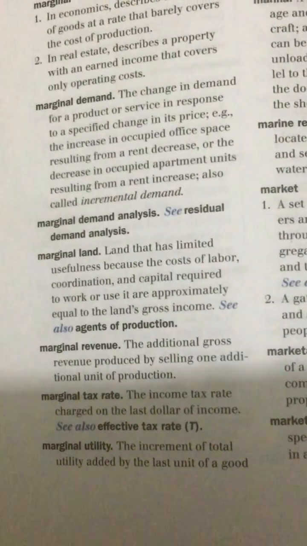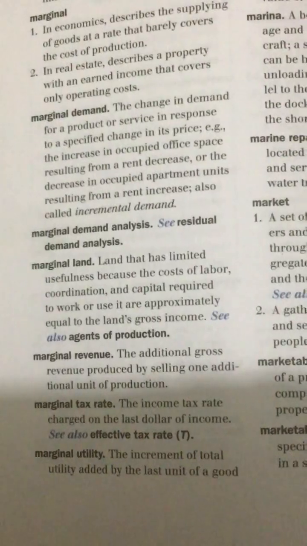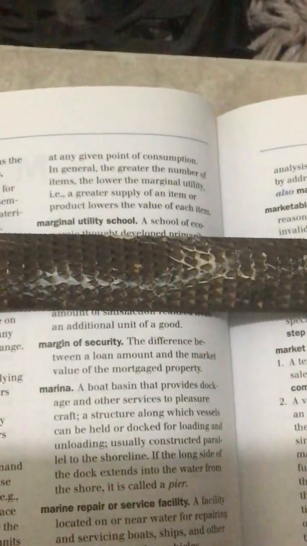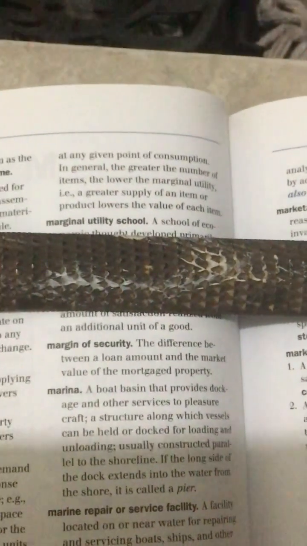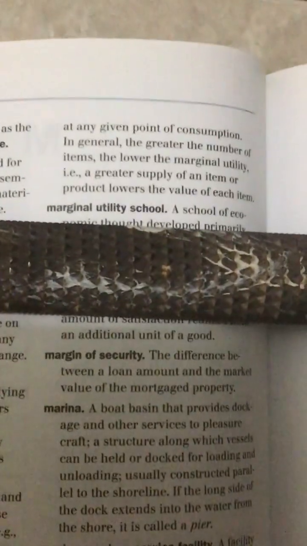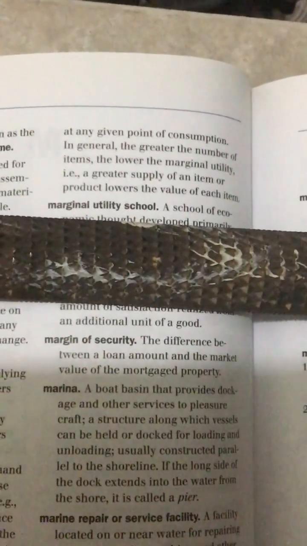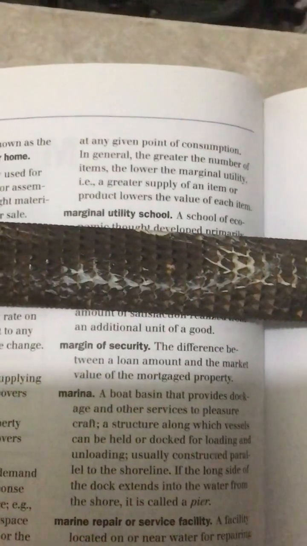Marginal utility. The increment of total utility added by the last unit of a good at any given point of consumption. In general, the greater the number of items, the lower the marginal utility. For instance, a greater supply of an item or product lowers the value of each item.